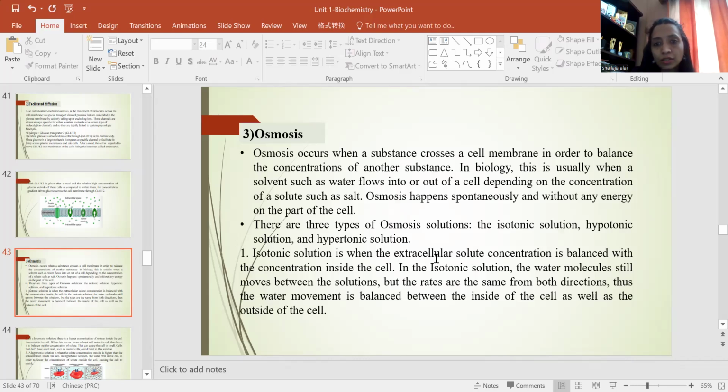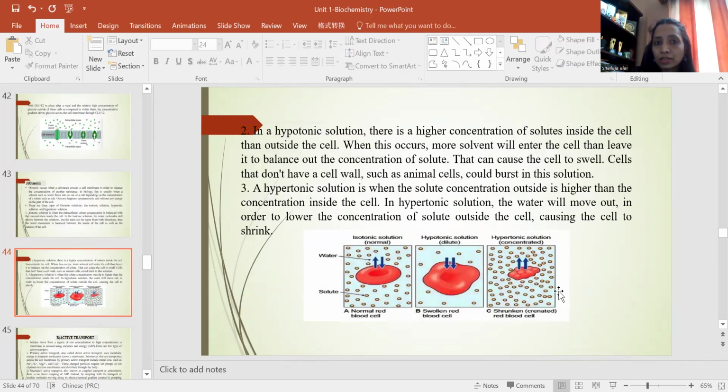Isotonic means extracellular concentration is balanced with that of intracellular concentration. Hypotonic means the concentration of the solute inside the cell is higher compared to the extracellular. And hypertonic means the solute concentration outside is higher compared to inside of the cell. As you can see, these are the three diagrammatic representations of your isotonic, hypotonic, and hypertonic solutions.